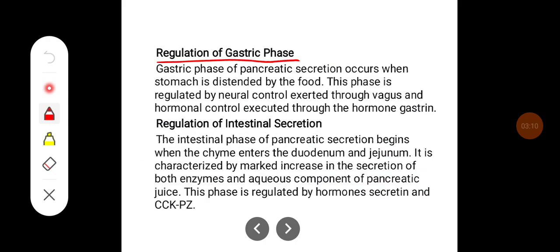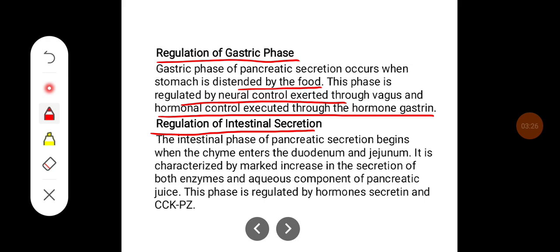Regulation of gastric phase. Gastric phase of pancreatic secretion occurs when stomach is distended by food. This phase is regulated by neural control exerted through vagus and hormonal control executed through the hormone gastrin.